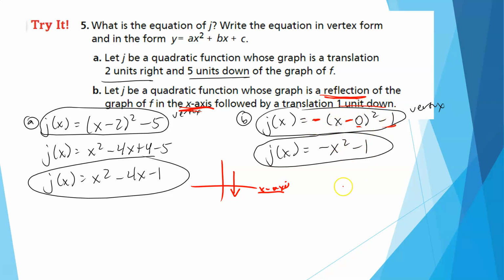So I just left vertex form like that, and then x minus 0 times x minus 0 is just x squared times a negative 1, and then a negative 1 on the end. So it is just negative x squared minus 1. So that one might have been a little tricky because it didn't have as much information, which sometimes actually makes it a little harder. But just a reminder that that negative in front of parentheses or outside of the grouping with the x will reflect it over the x-axis.